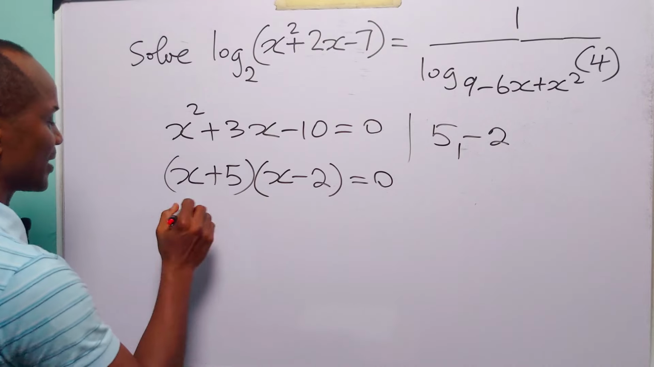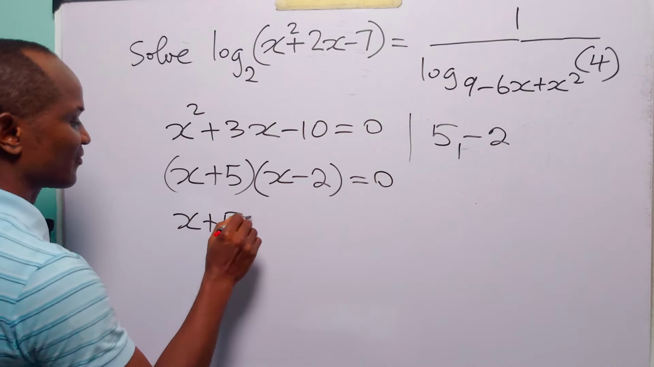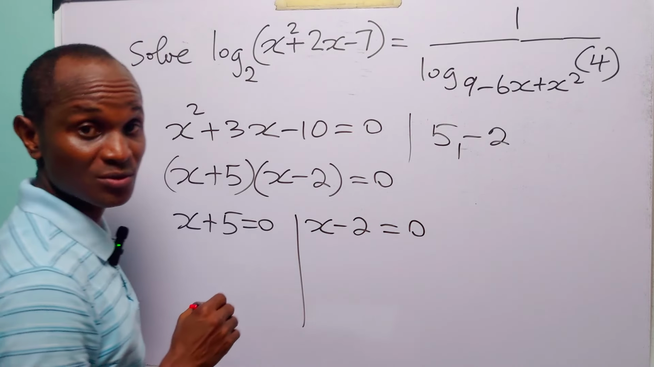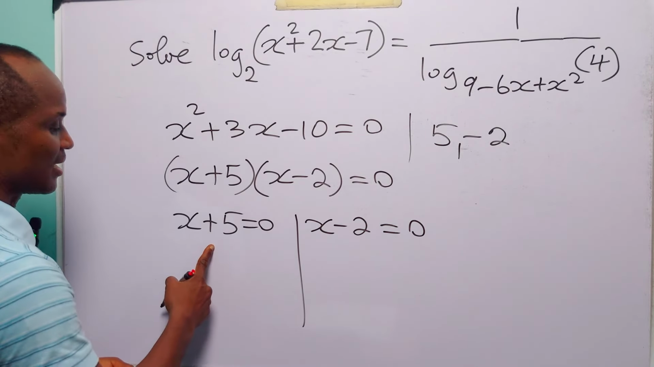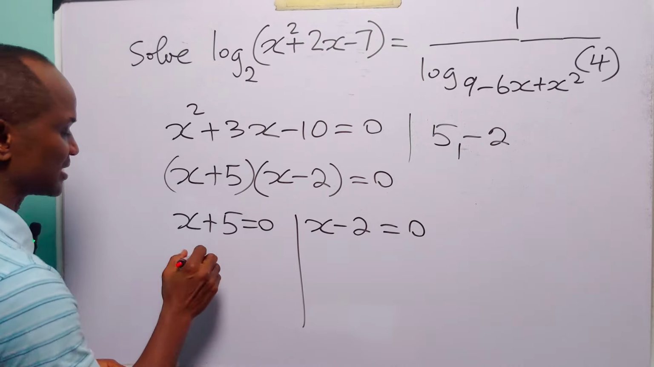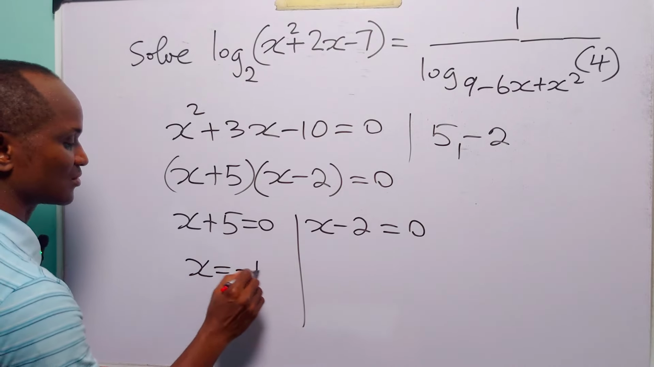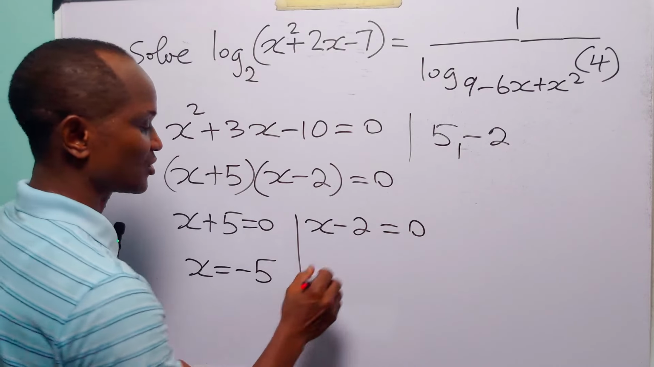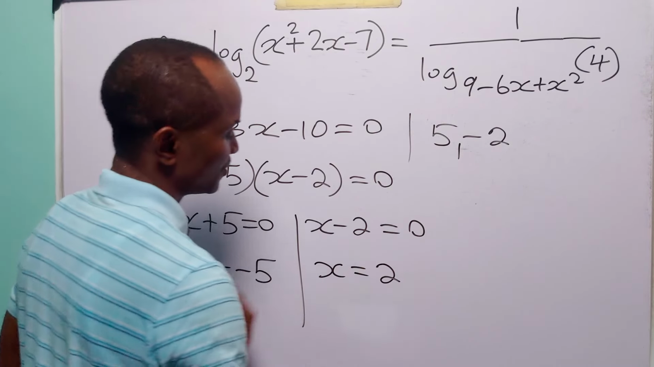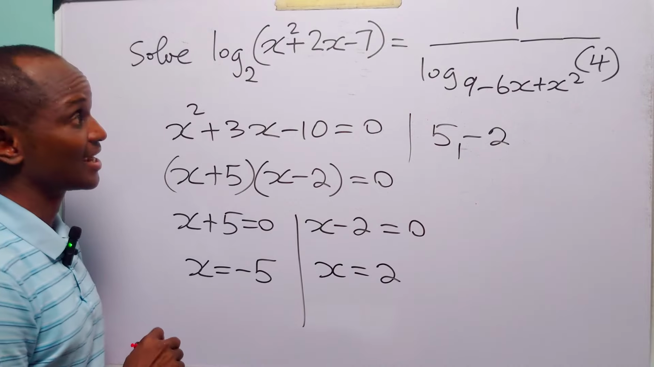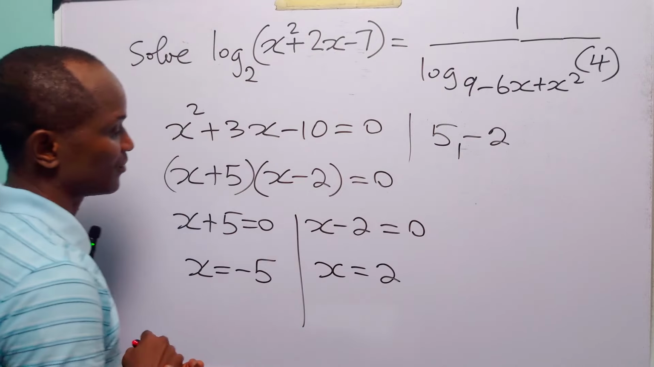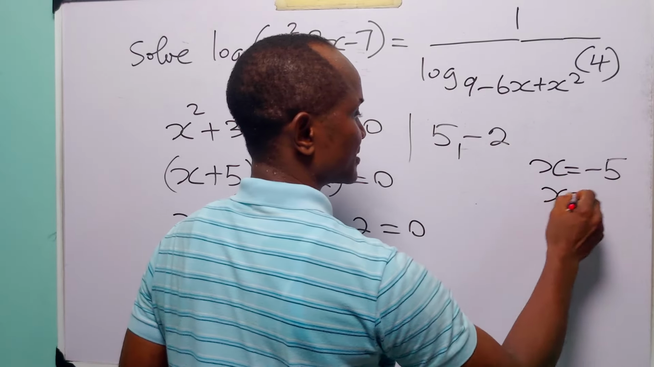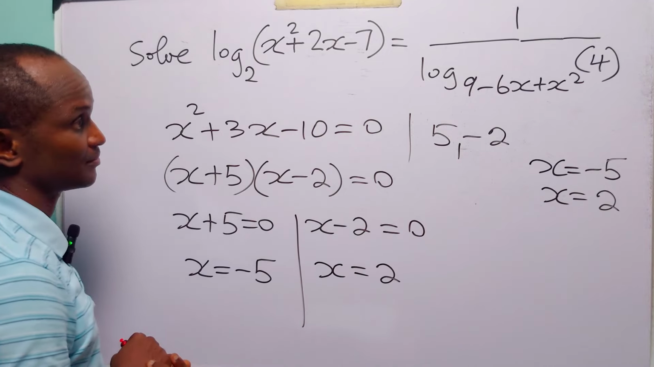And of course, from here we have that either x plus 5 is equal to 0 or x minus 2 is equal to 0. Now, when we subtract 5 from both sides of this equation, we have that x is equal to minus 5. And when we add 2 to both sides of this equation, we have that x is equal to 2. So the two values of x that satisfy this logarithmic equation are x equal to minus 5 and x equal to plus 2.